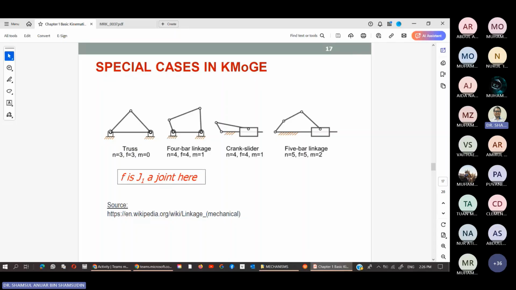J1 is 1, 2, and 3. And thus gives us m equals to 0, meaning this is a structure or a truss. Structure means there's no movement. It's not a mechanism. Then for a 4-bar mechanism, like I said recently, if n is 4 and J1 is 4, we have a 4-bar mechanism. So it's supposed to give us 1 degree of freedom, 1 DOF.